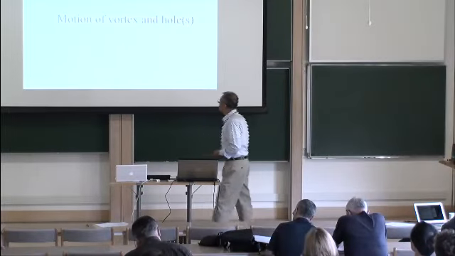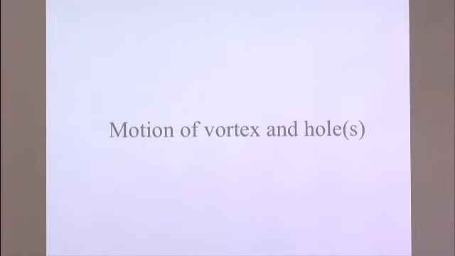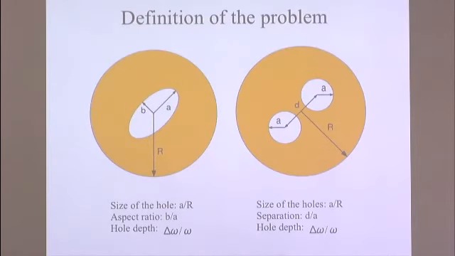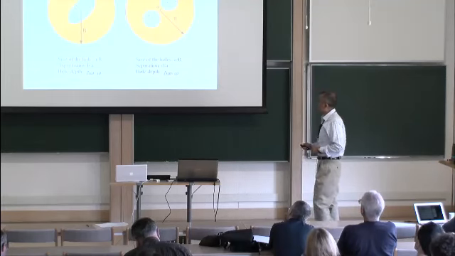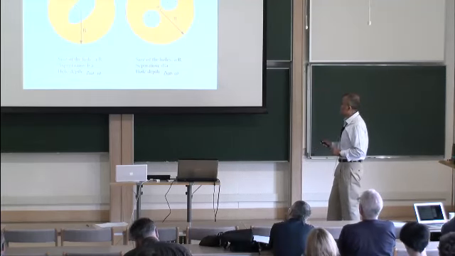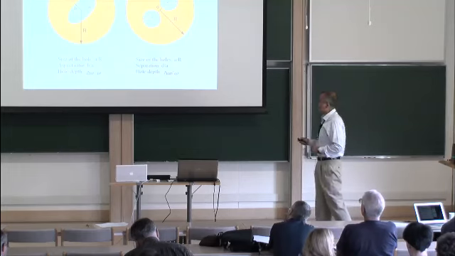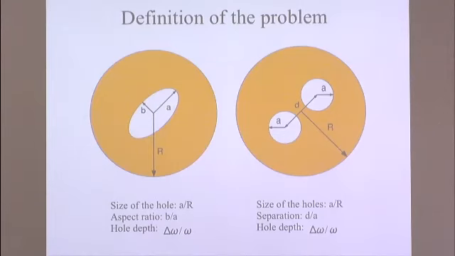Well, let's see very briefly the motion of the vortex and the holes, and start with the definition of our problem. As I mentioned already, we have a circular region of uniform vorticity, and in this circular region of uniform vorticity, I'm going to have 2 kinds of holes. The first one is going to be an elliptic concentric hole. And in this problem, I have 3 parameters. I have the size of the hole given by the major semi-axis divided by the radius of the vortex and the aspect ratio of the hole itself. Of course, there is a third parameter here, which is the depth of the hole.